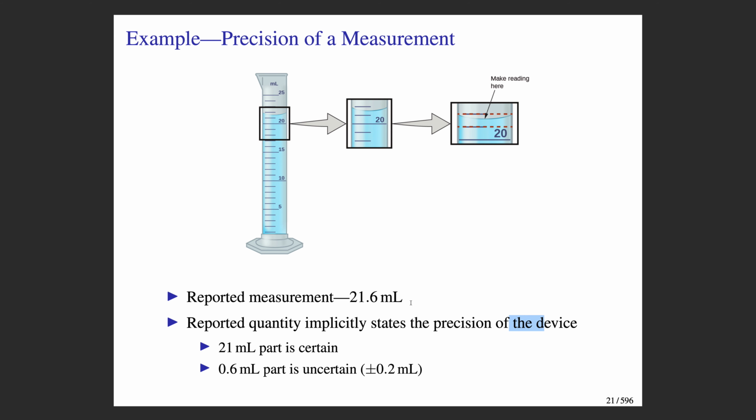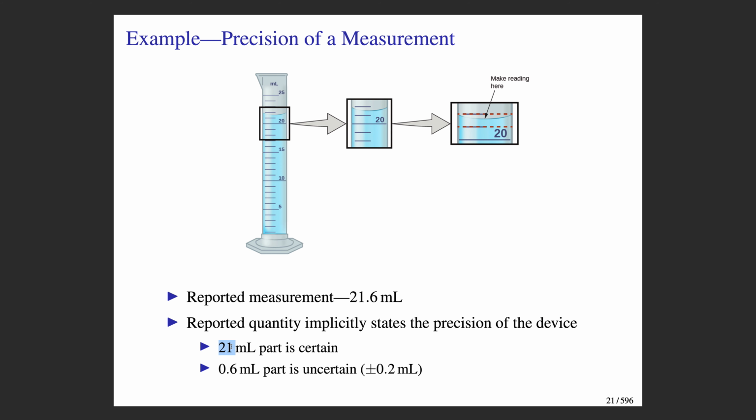This is how you would report the value of the volume. The 21 part is certain. You definitely have at least 21 milliliters, but that 0.6 is an estimate. There's no hash mark at 0.6, so I don't know that it's exactly 0.6, but I'm just using my best guess between the two hash marks that I do have. So the value here tells us just that.